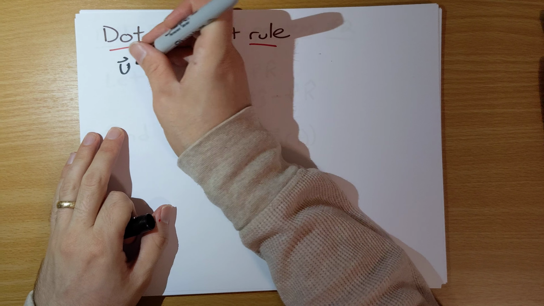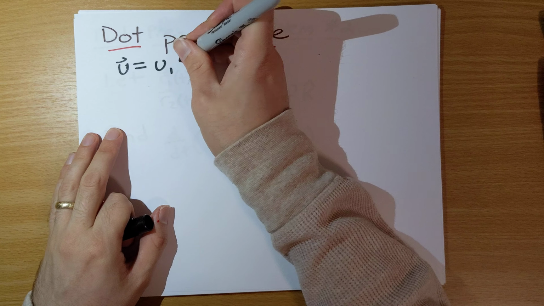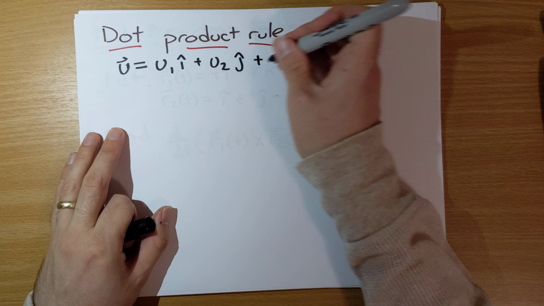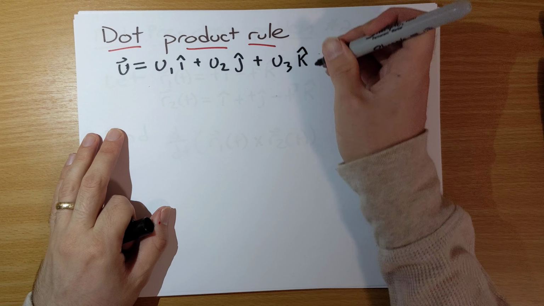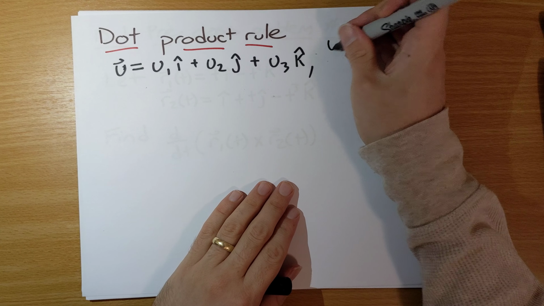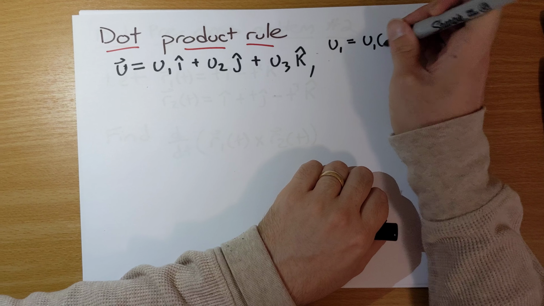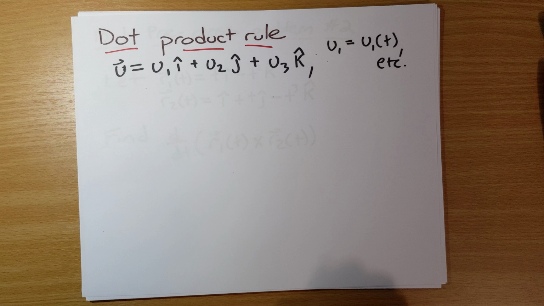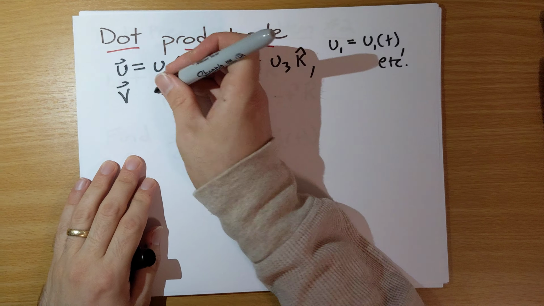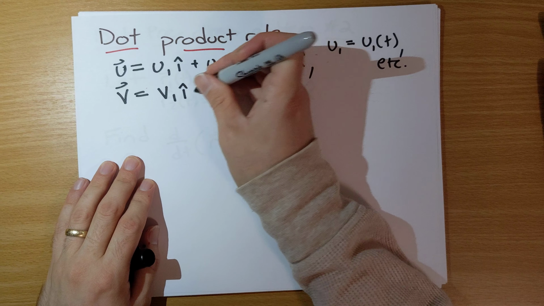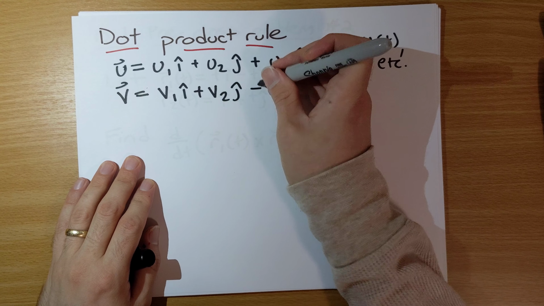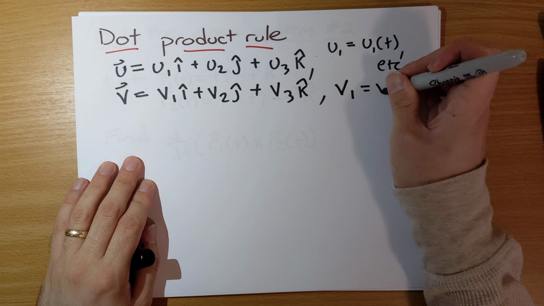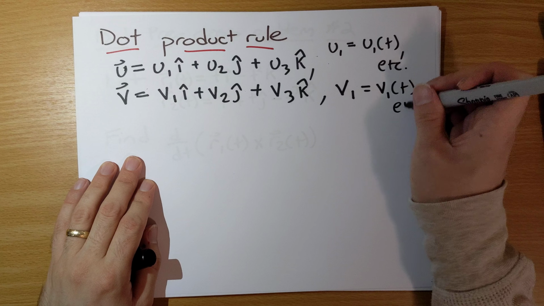u is equal to u1 i hat plus u2 j hat plus u3 k hat, where really u1 is a function of t, u2 is a function of t, u3 is a function of t. And ditto for v, we'll write that as v1 i hat plus v2 j hat plus v3 k hat. v1 is really a function of t, etc.